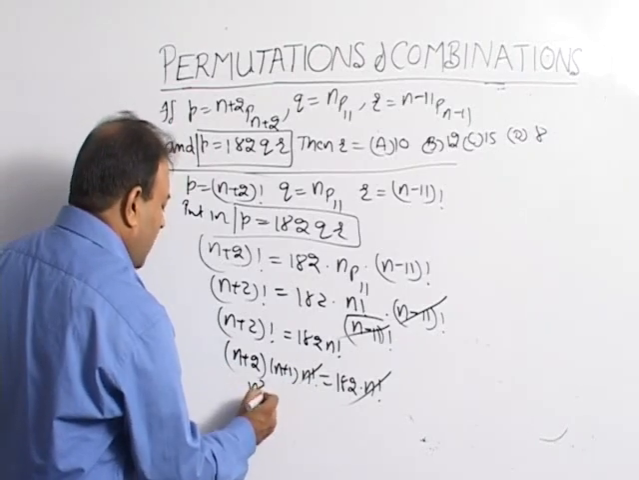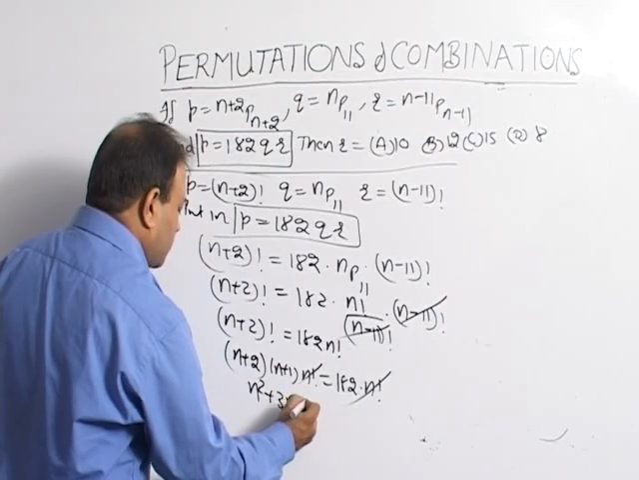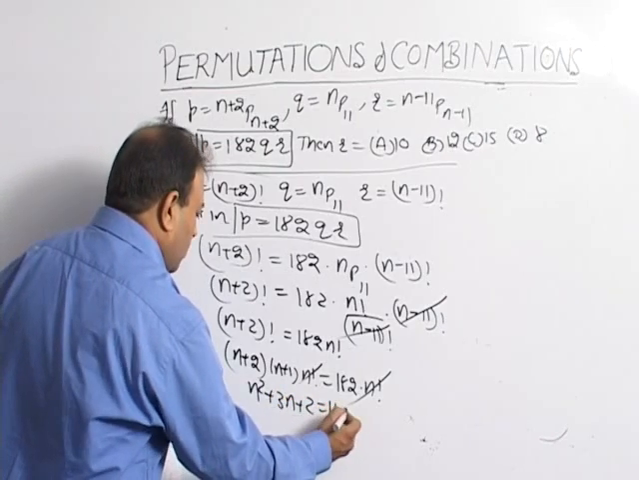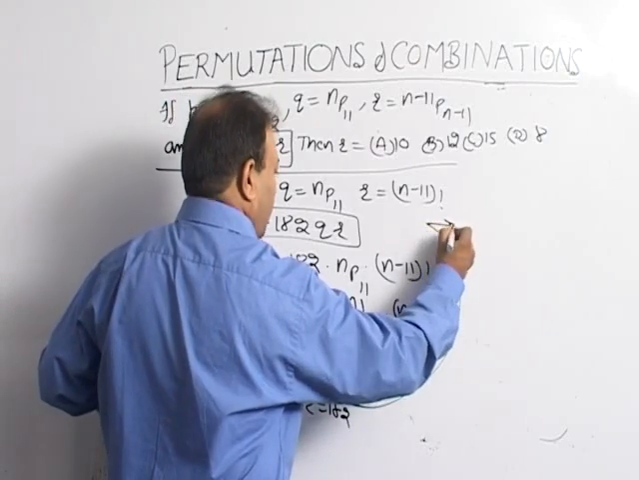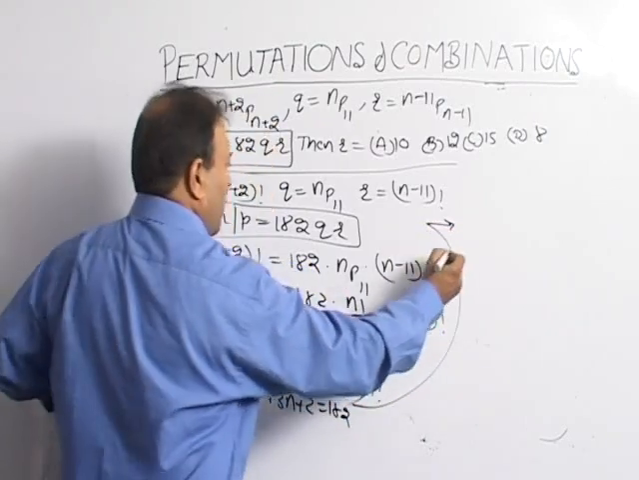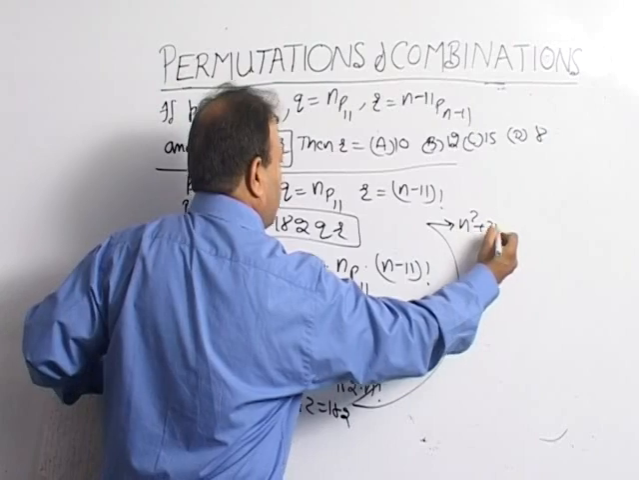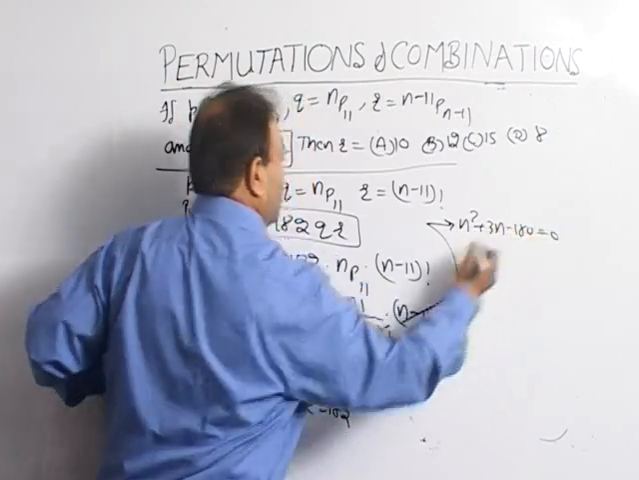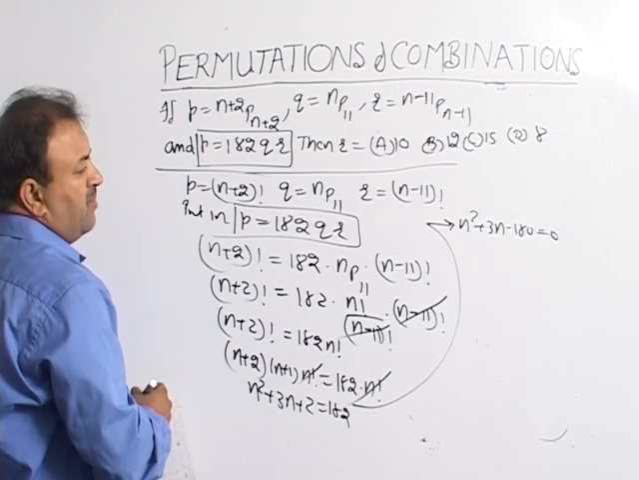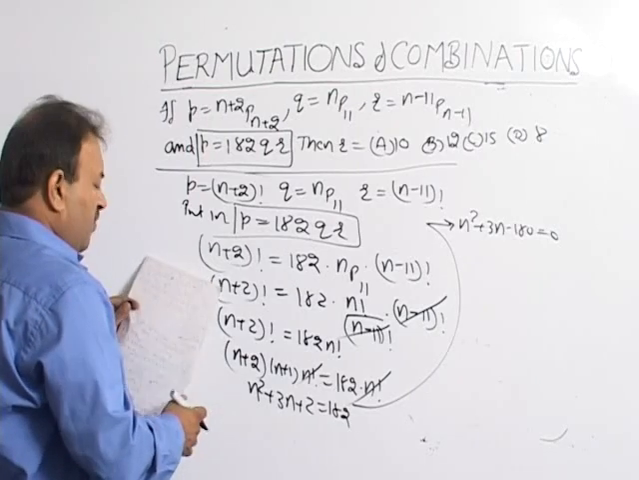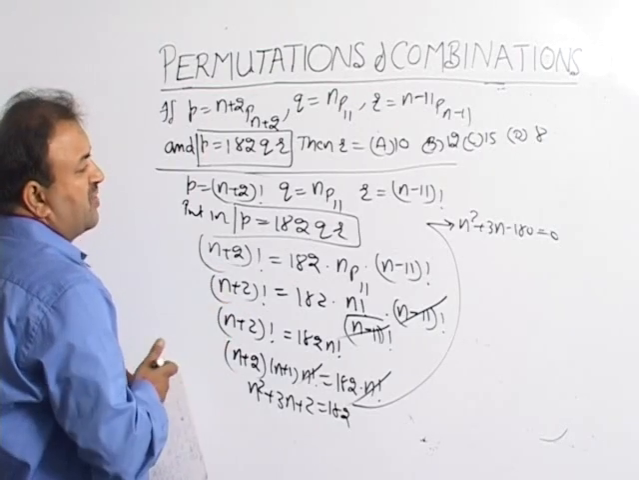हमारे पास रह जाएगा n square plus 3n plus 2 is equal to 182. On simplifying, we come over here and we can say it is n square plus 3n minus 180 is equal to 0. We got it, n square plus 3n minus 180. Now we try to make the factors and we just try to get the answer.